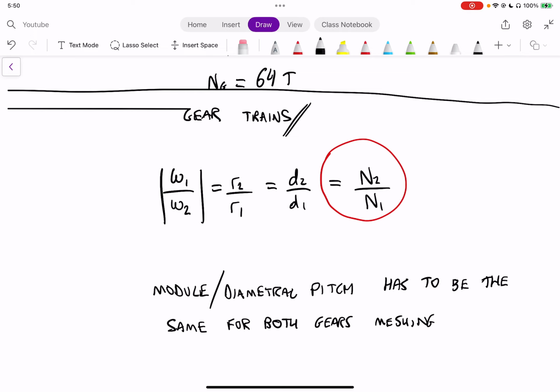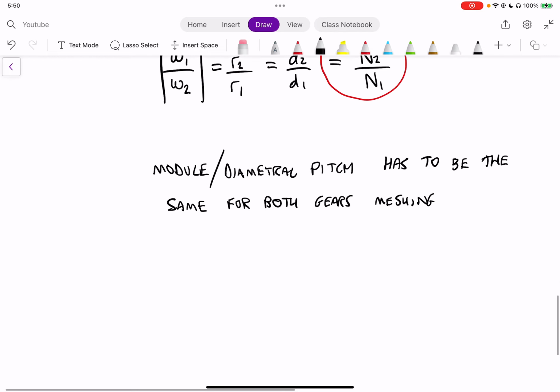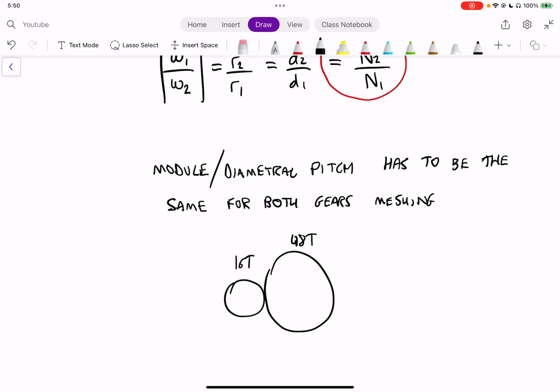And this is both gears that are meshing. So if you have two gears meshing, and let's say we have 16 teeth and 48 teeth, just like in our example above, then it means that the diametral pitch should be the same. The reason why, or the module. So remember, module is D over N, and diametral pitch is N over D.